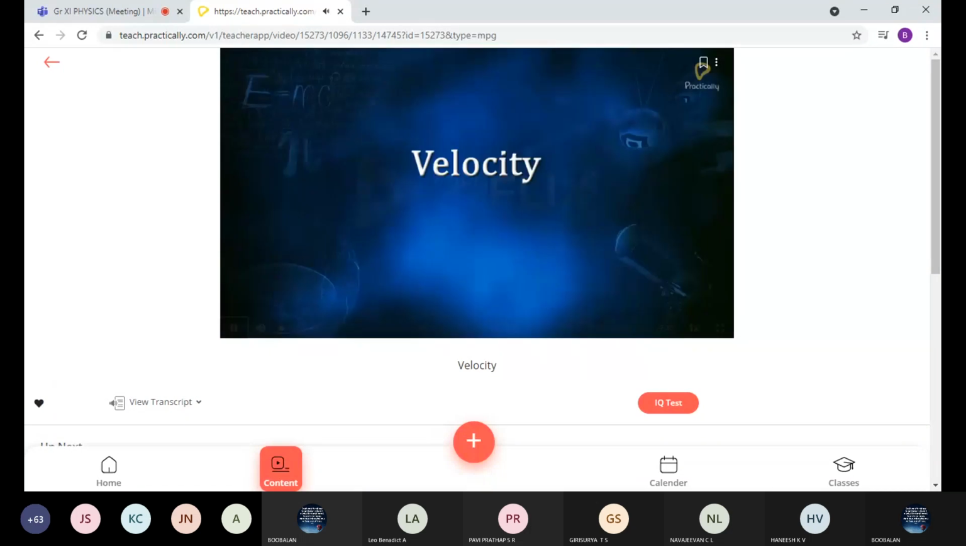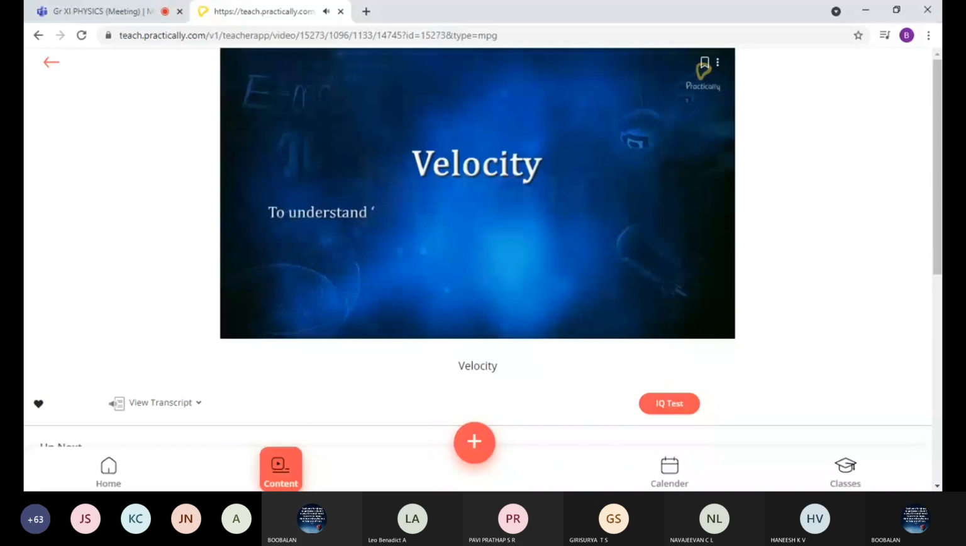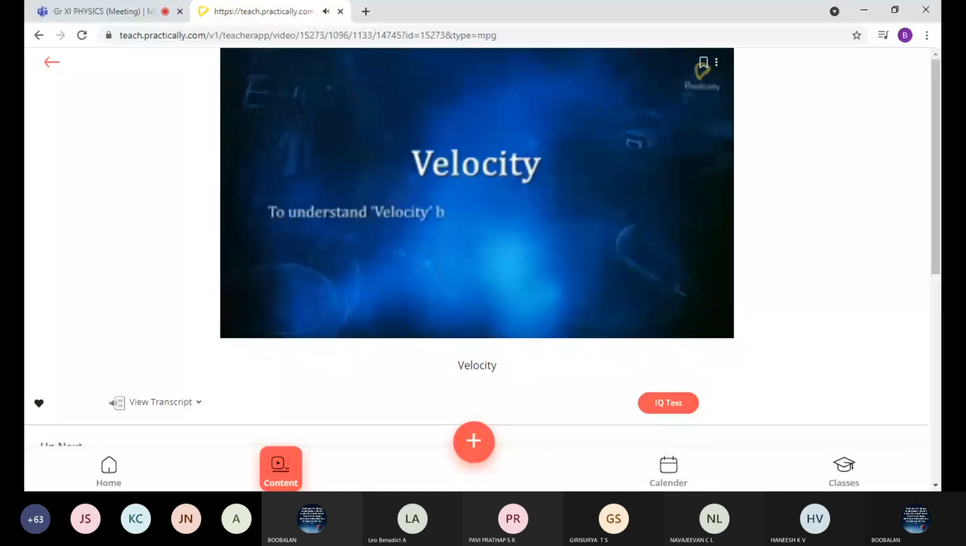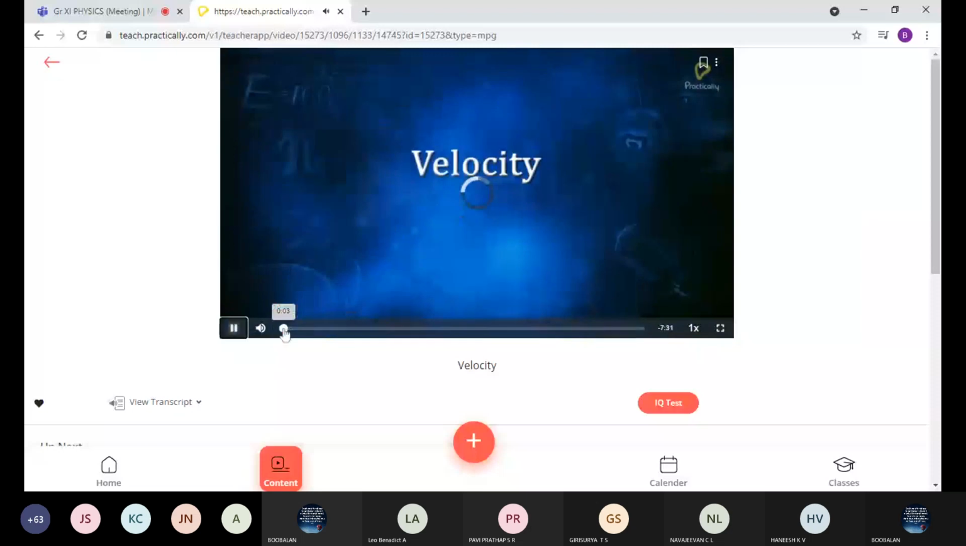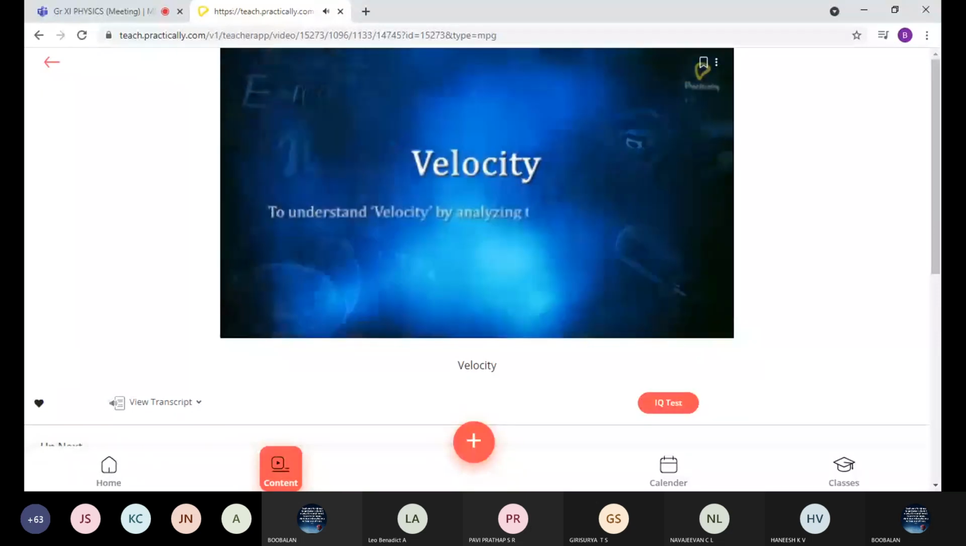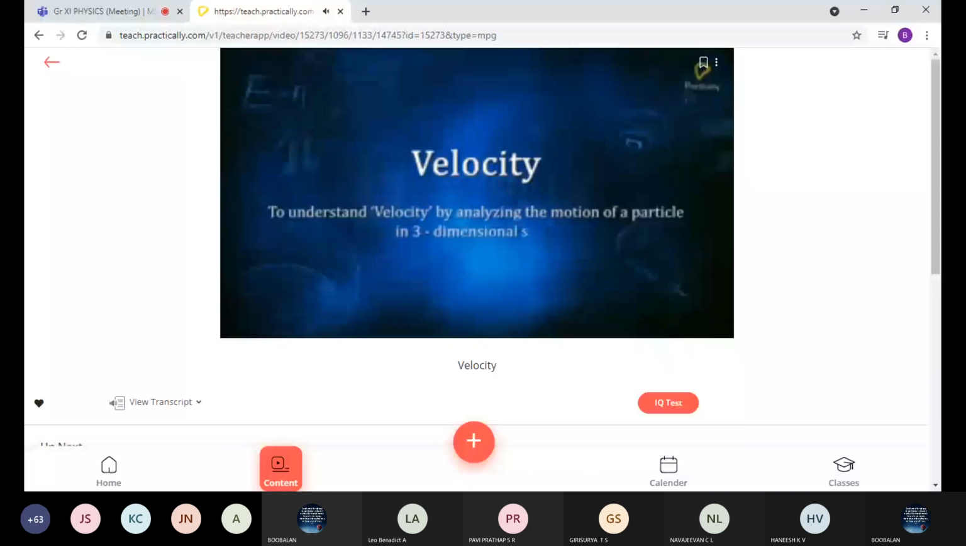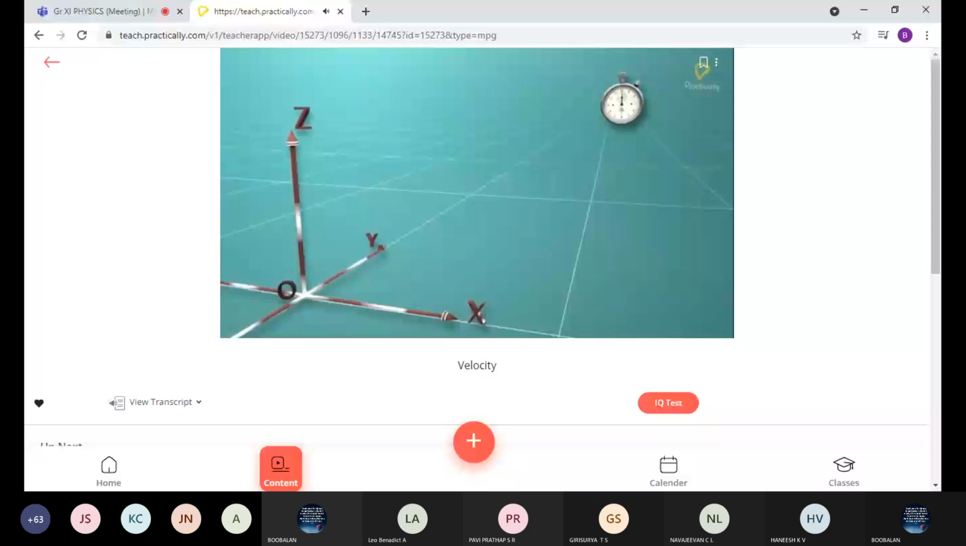Objective: to understand velocity by analyzing the motion of a particle in three-dimensional space. Let us consider the origin O as our reference point. A particle starts moving from point A. Its initial position vector is OA bar.